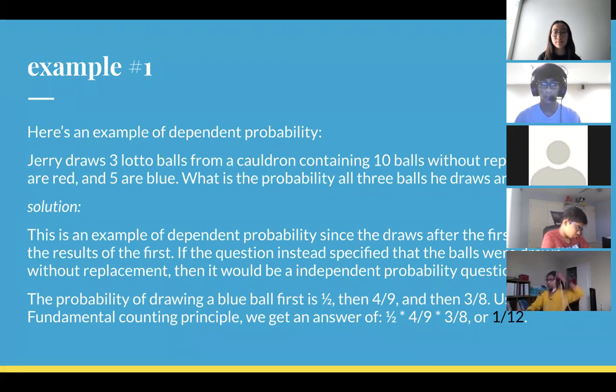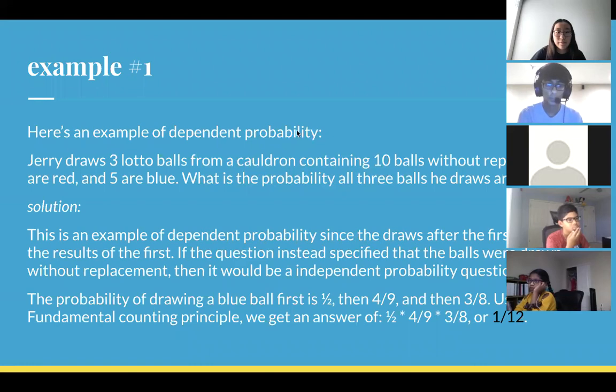Assuming that he draws a blue ball, which is what we want, there are going to be 4 blue balls left over 9 total balls. And then times 3/8. The same story here: there are 3 blue balls over 8 total balls. So 1/2 times 4/9 times 3/8 is going to be equal to 1/12 if you do your fractions properly. So does anyone have any questions here before we move on?